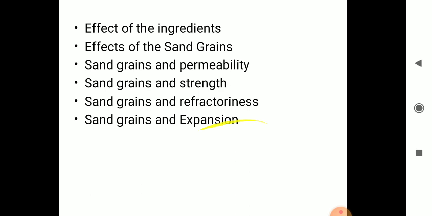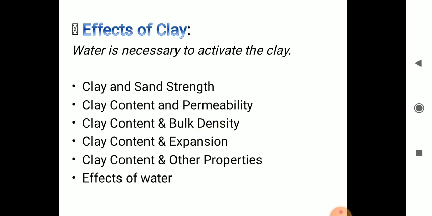Then the effect of clay. Water is necessary to activate the clay. The first one is clay and sand strength. For a given clay type and content, there is an optimum water content. The effect of the clay on dry and hot strength is quite important. Too low a dry strength permits washing of the sand by the metal and dirt in the casting. Too low or too high a hot strength is also undesirable.